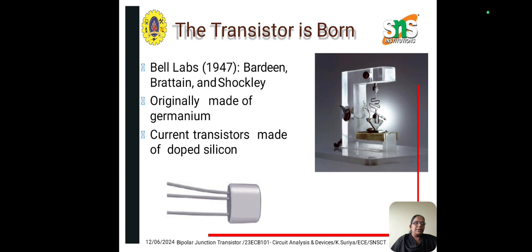So Bell Labs introduced this in 1947, and initially it was made up of germanium, and all the current transistors are made up of silicon under the process of doping impurities into the original pure silicon material.